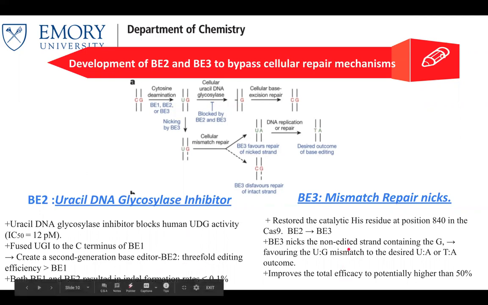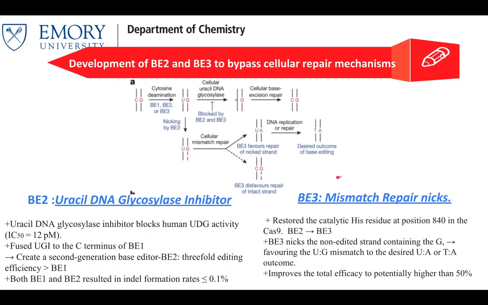Then they also developed the third generation, with a mechanism to bypass the mismatch repair, and they indeed induce a nick on the unedited strand. So they would replace a G with an A, and that would eventually favor having a TA base pair instead of the original CG base pair. This would overall improve the total efficacy to potentially higher than 50%, instead of just the maximum of 50% from only one strand.